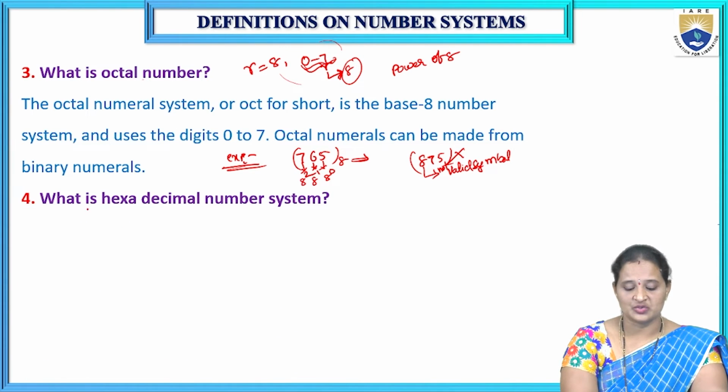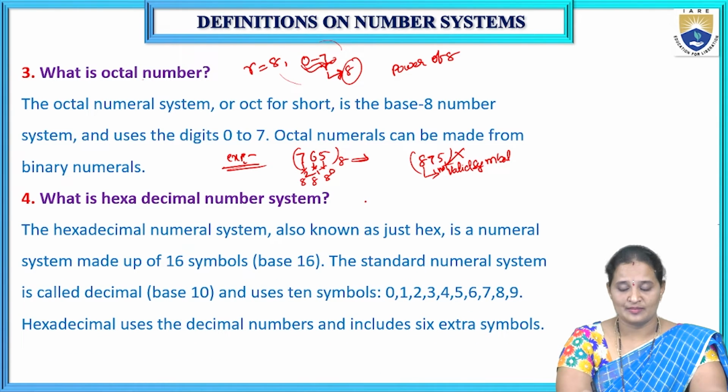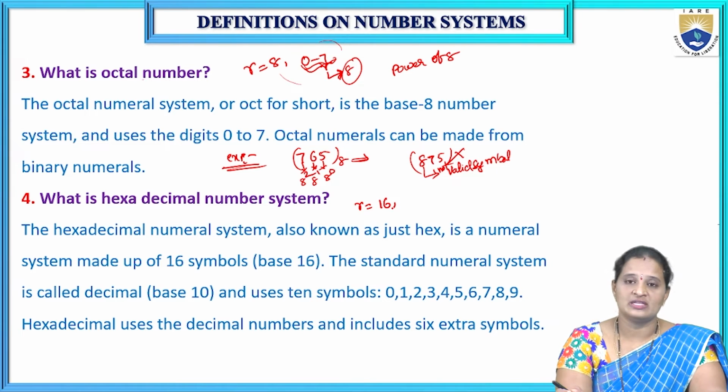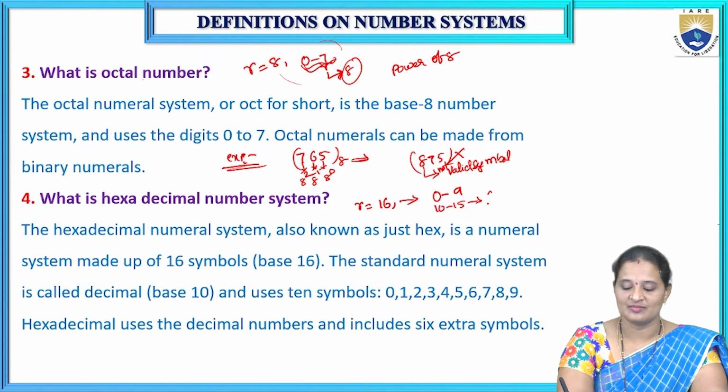And coming to the next one, the hexadecimal number. As the name itself indicates, the hexadecimal number system is a number system whose radix is equal to 16, or else the base is equal to 16. This indicates that this hexadecimal number system includes 16 symbols. Those are 10 symbols, that is 0 to 9, whereas 10 to 15 in hexadecimal can be represented with capital letters A to F. A is nothing but 10 and F is nothing but 15.